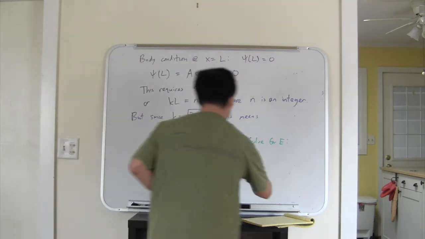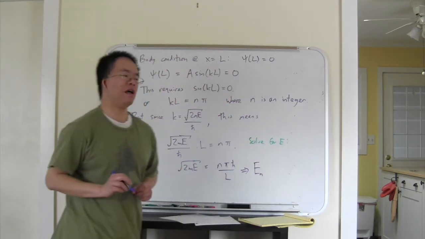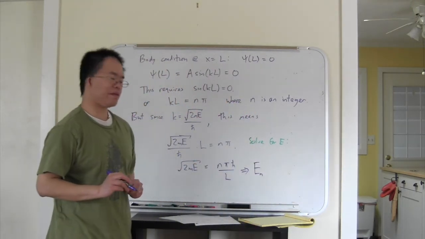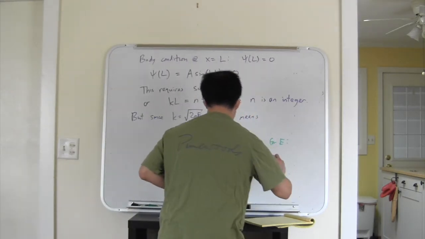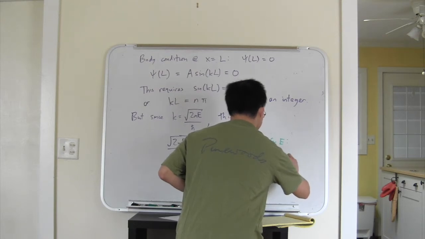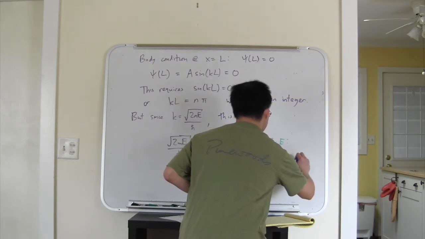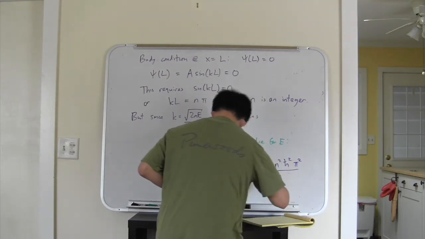And this leads to my result, the allowed energies of an infinite square well, E sub n equals n squared, h bar squared pi squared over 2m L squared.